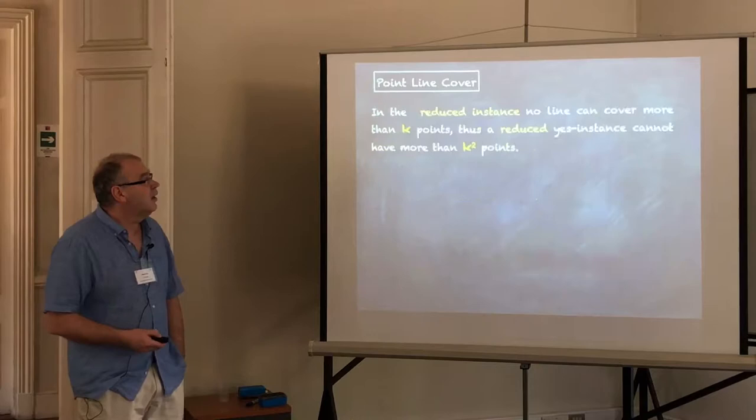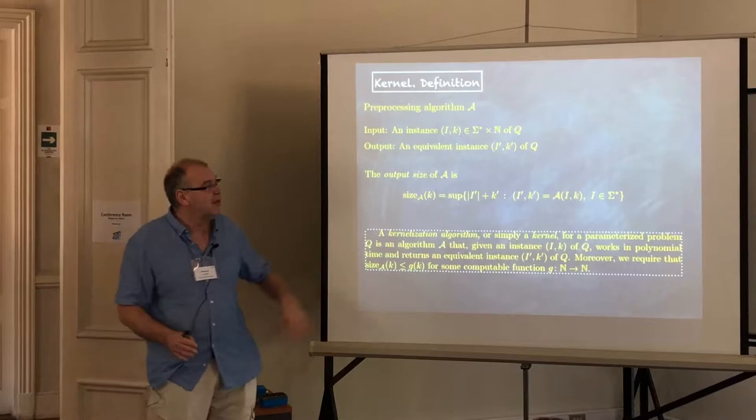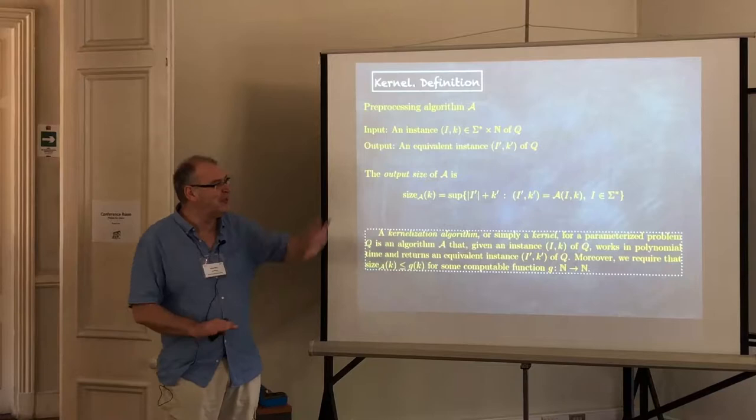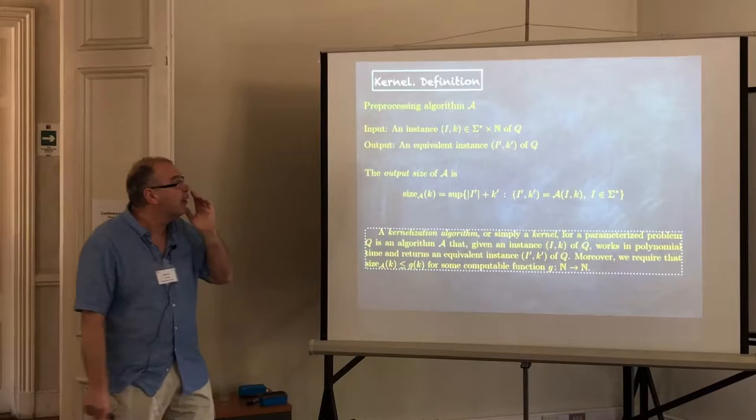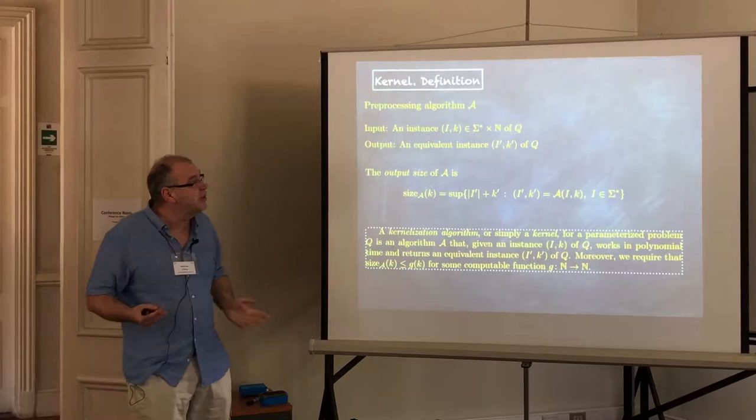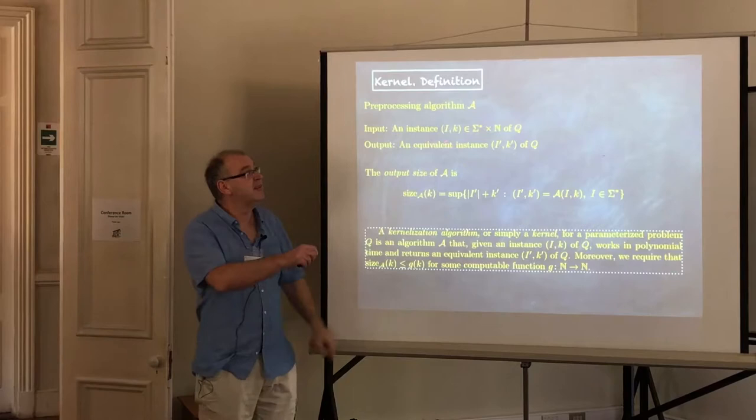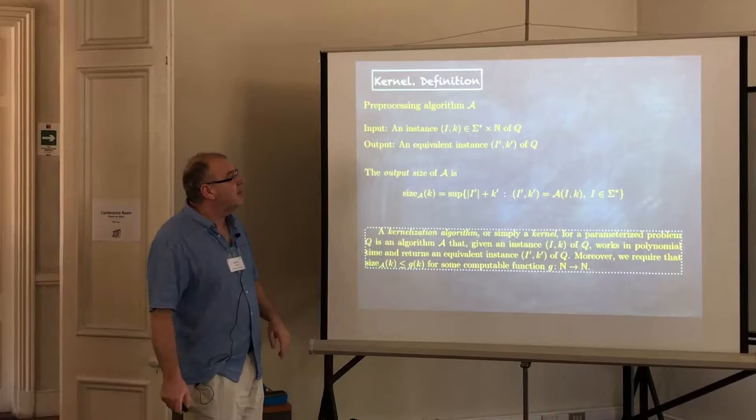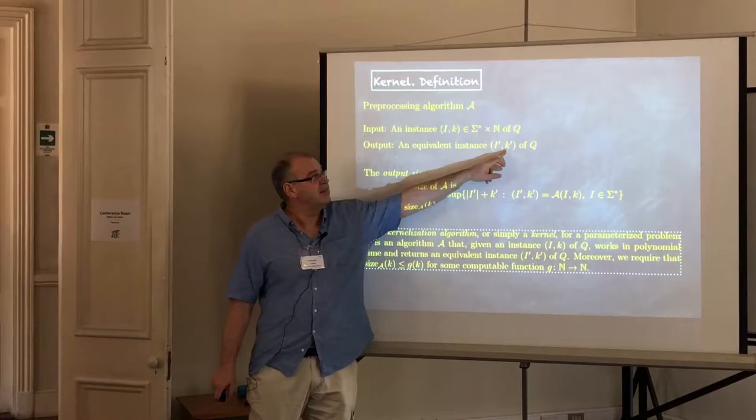Okay, so the formal definition of what is a kernel. That will be the only formal definition. So let's go slowly through this definition, and I promise that will be the most boring part of this lecture. But it's better to define it properly. Okay, so I have some preprocessing algorithm. The input of the algorithm is an instance of a parameterized problem. So again it's an instance, and this is the parameter. It's received as a string. And then it constructs an equivalent instance of the same problem, but the instance is different.